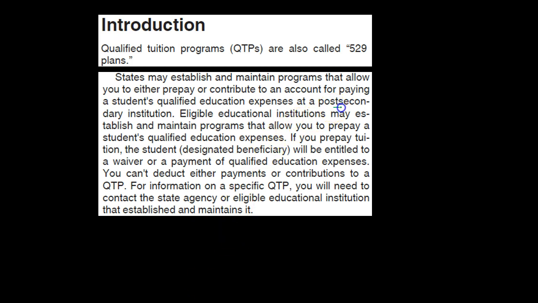So we have the post-secondary institution. Eligible educational institutions may establish and maintain programs that allow you to prepay a student's qualified education expenses. So we may have the ability there to prepay for the student's expenses, and that could give us some benefits with regards to our taxes. Continuing on, if you prepay tuition, the student's designated beneficiary will be entitled to a waiver or a payment of qualified education expenses. You can't deduct either payments or contributions to a QTP.